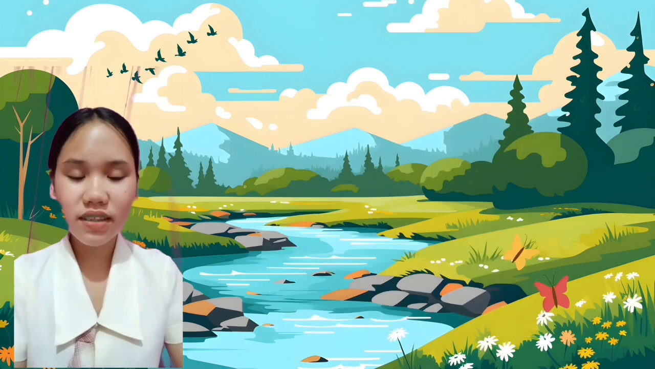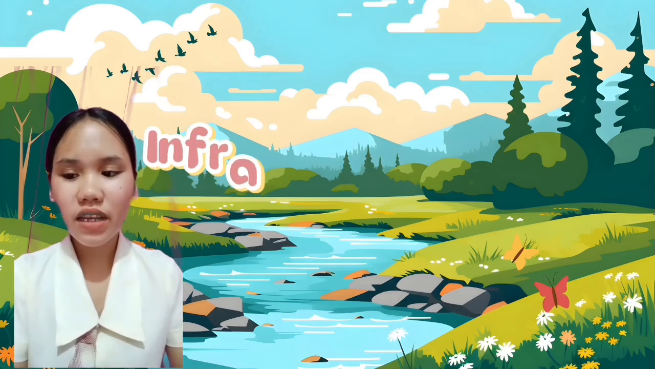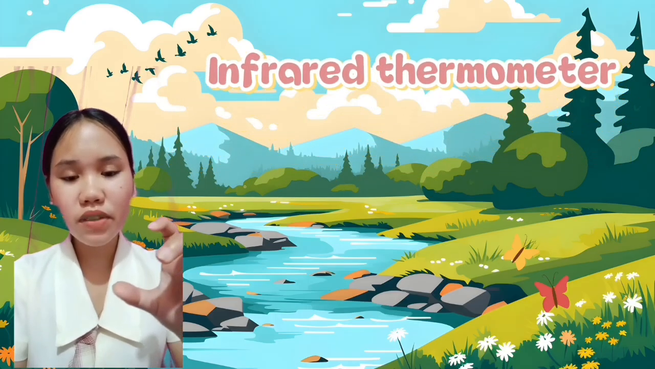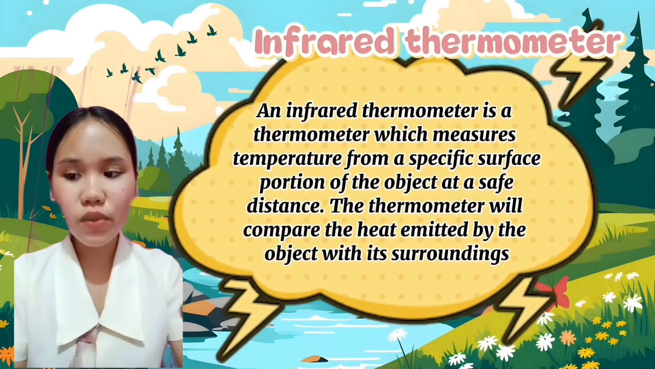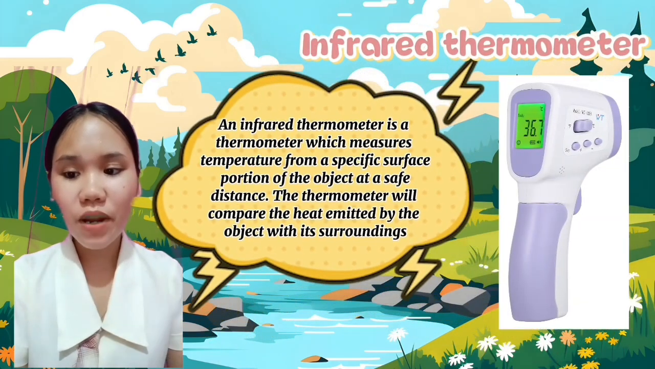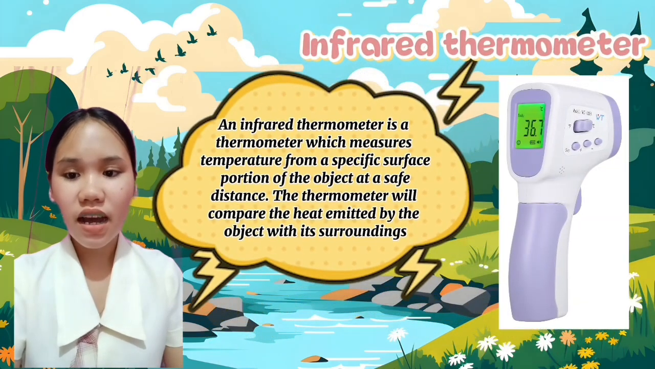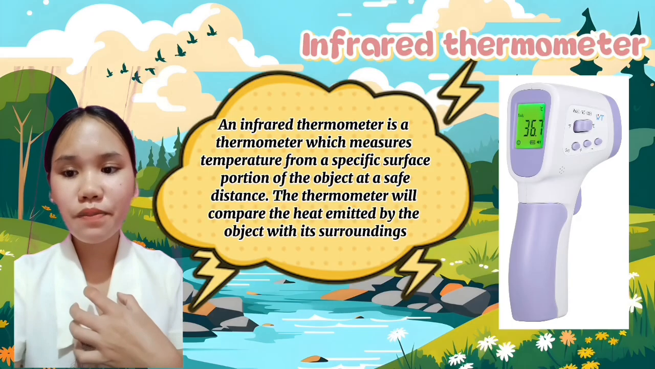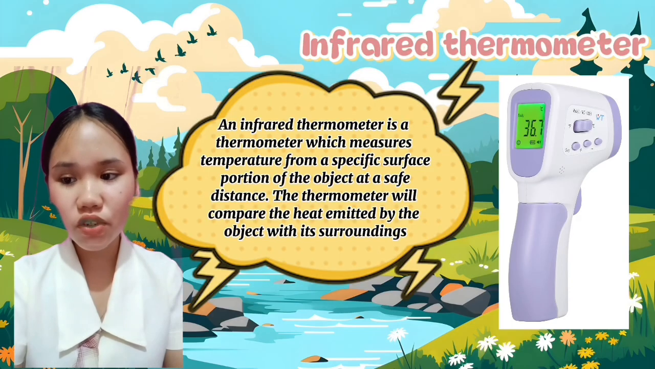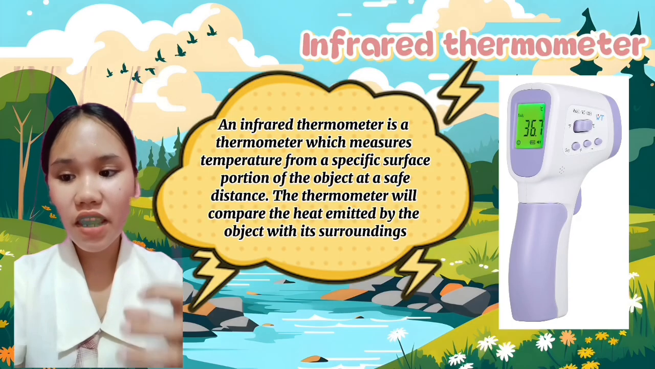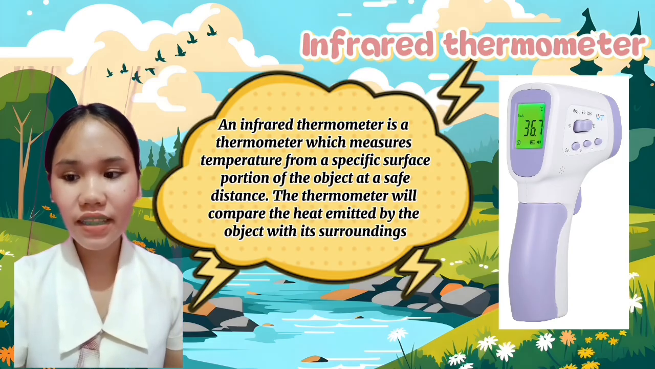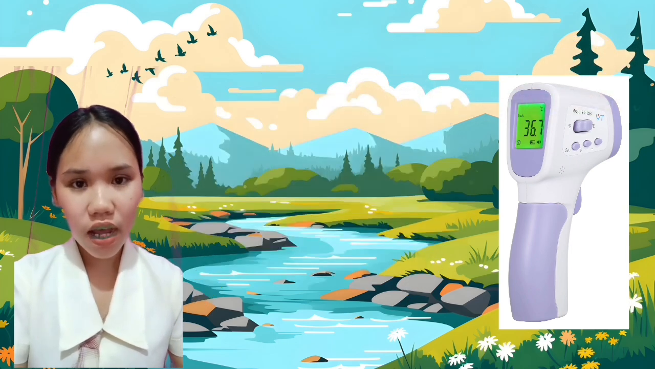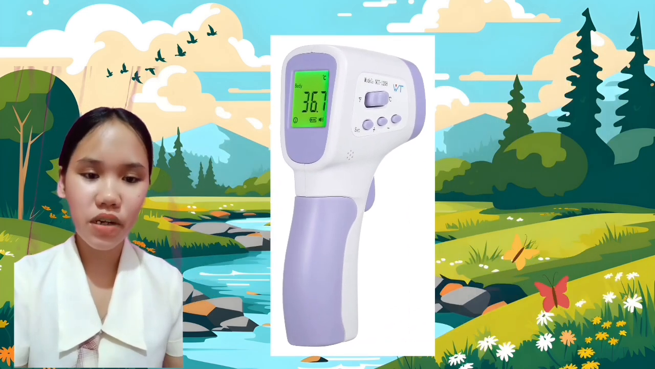So the next one is the infrared thermometer. This is a non-contact thermometer. It measures temperature from a specific surface portion of an object at a safe distance. The thermometer will compare the heat emitted by the object with the surroundings. So, can you still remember?